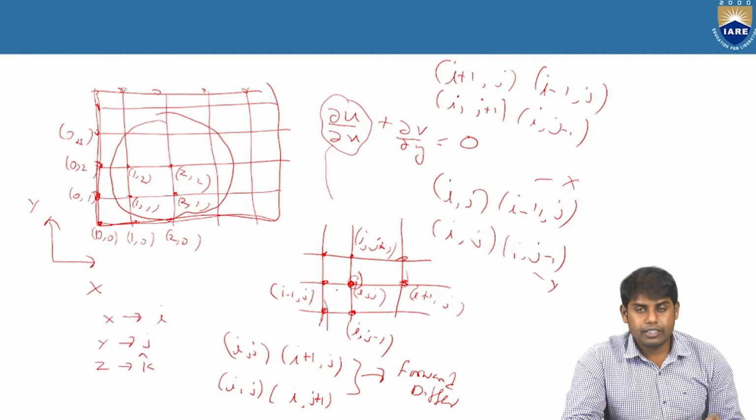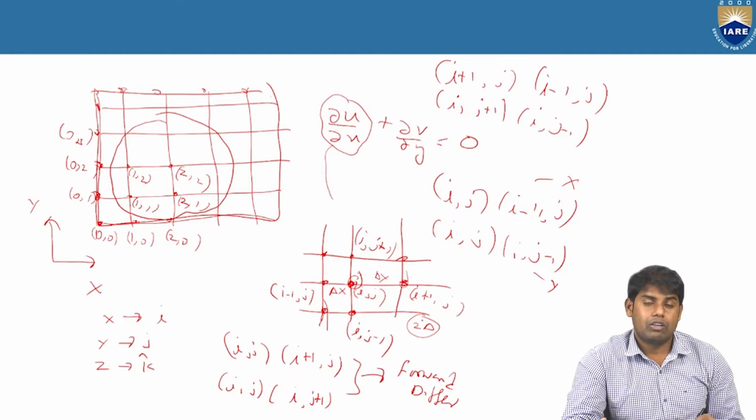So let's say what is happening: the distance between (i-1, j) and (i, j) is delta x, and between (i, j) and (i+1, j) is again delta x. So the addition would give you 2 delta x. The spacing for the central difference will give you 2 delta x, and for the finite forward difference and finite backward difference methods it will give you only delta x. Why? Because it is only one step. So this is called the stencil size.